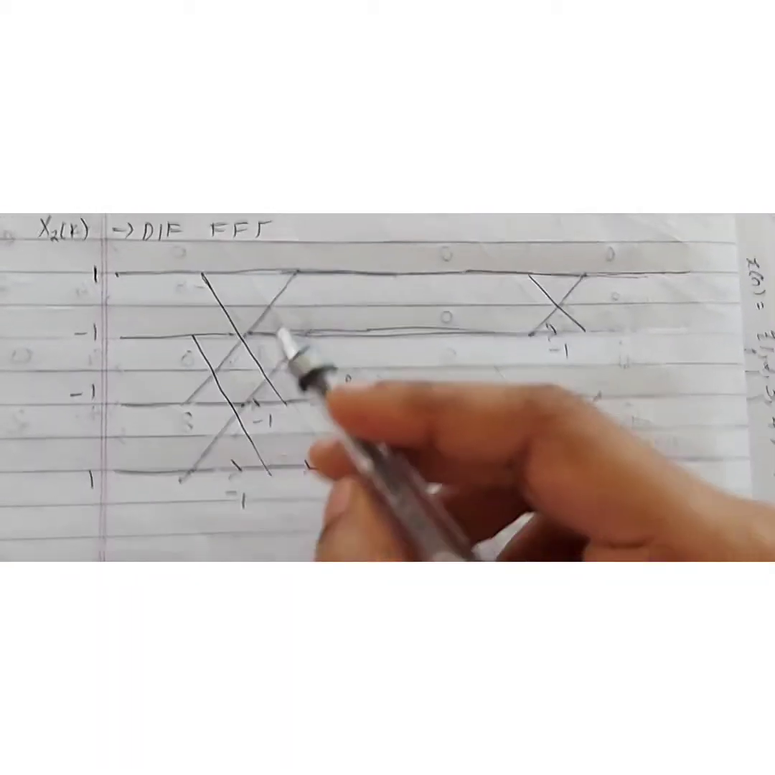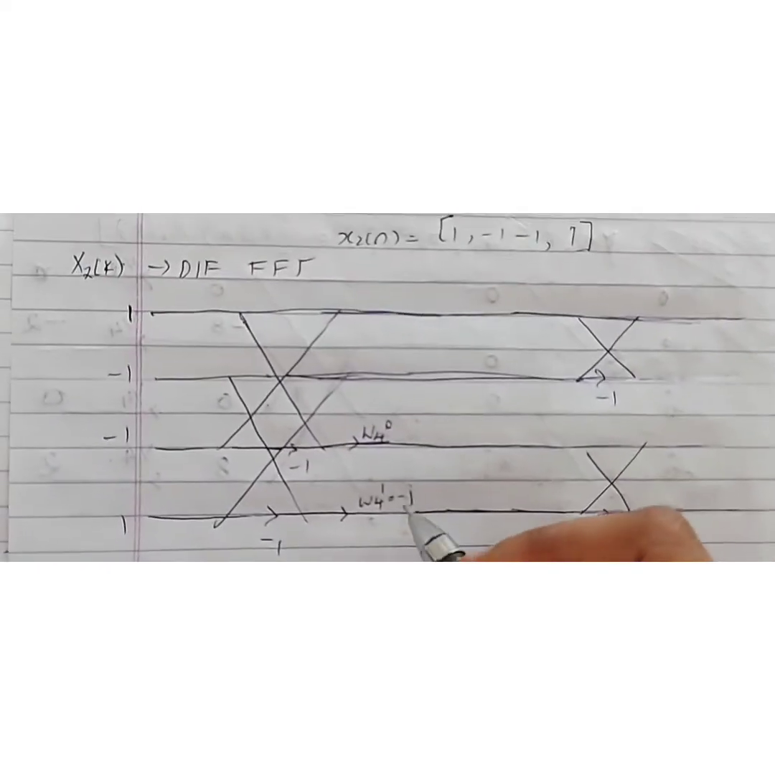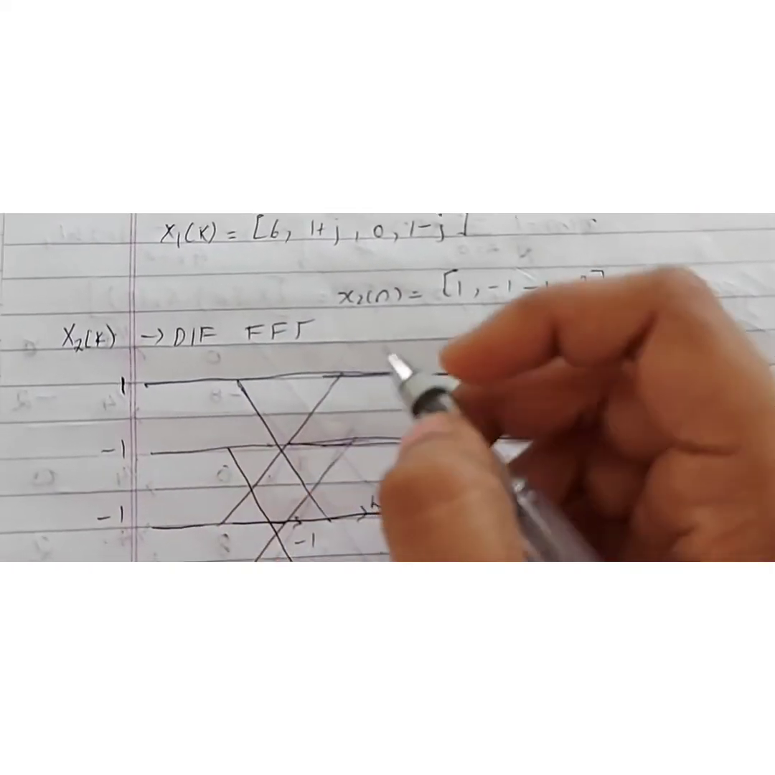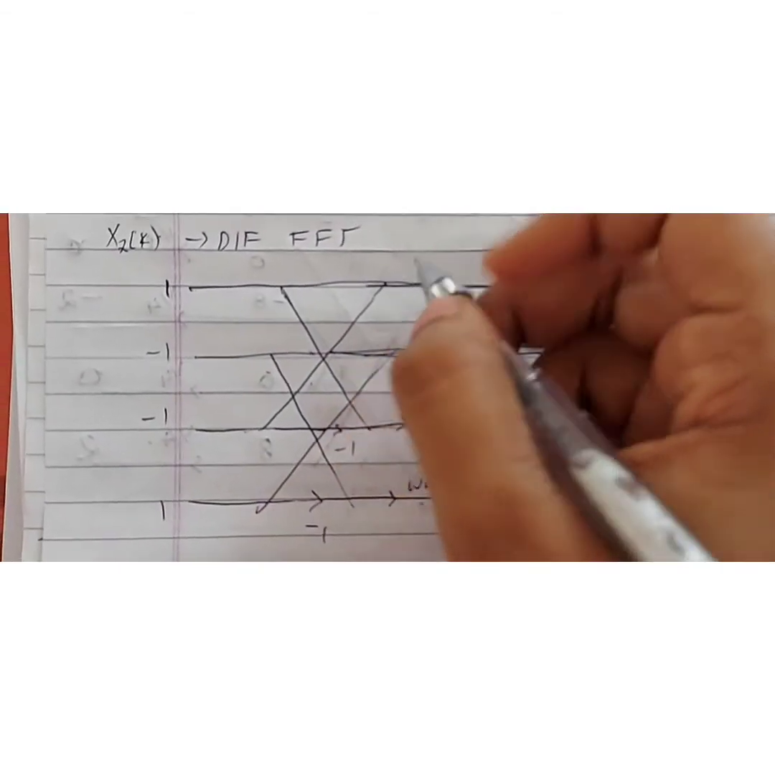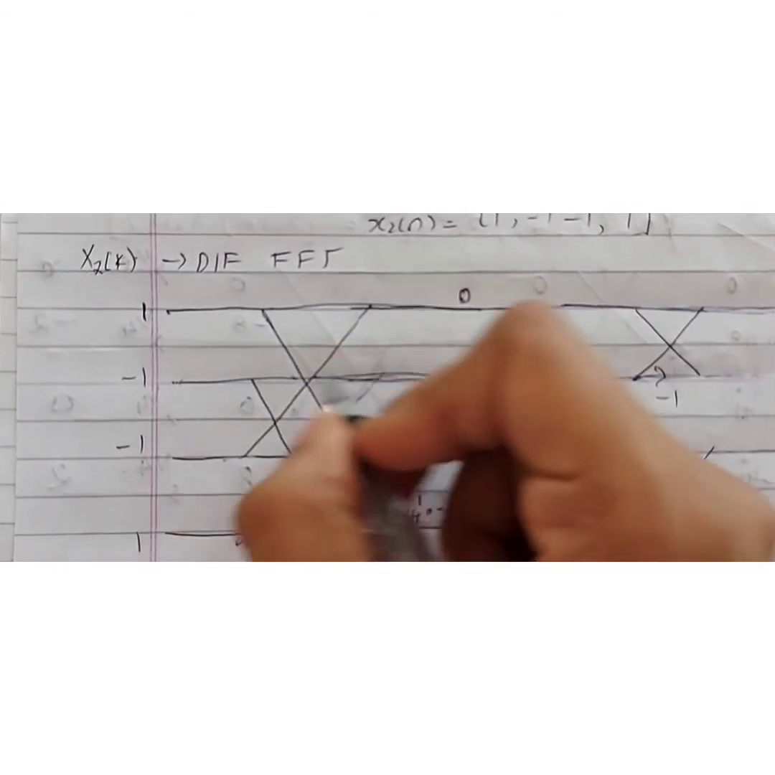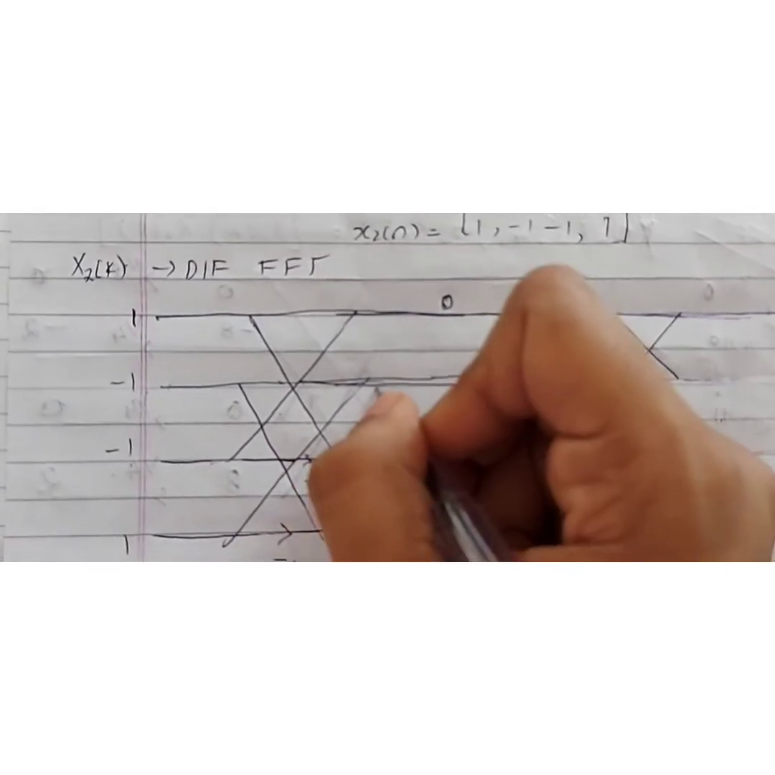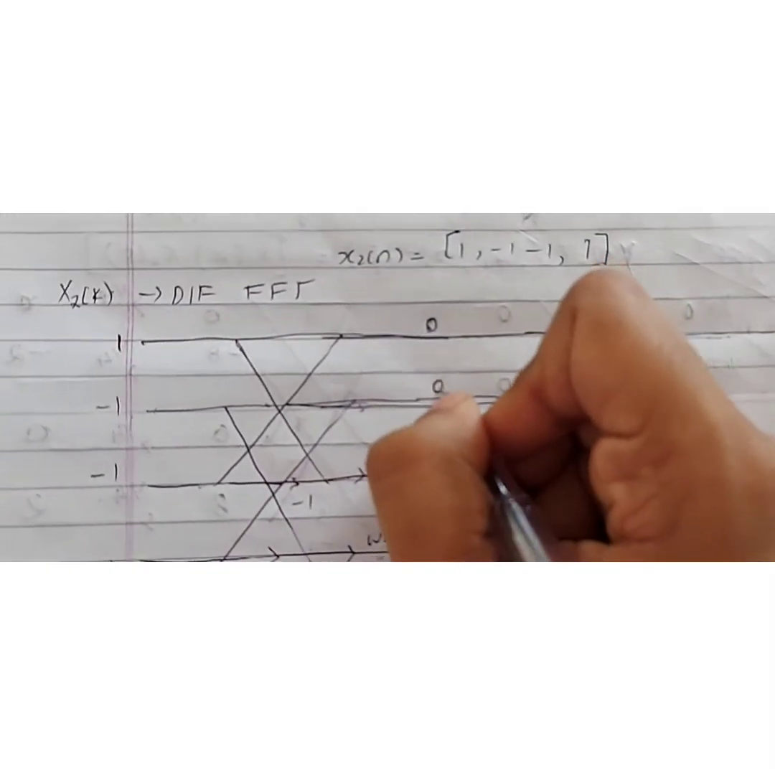So we feed in the input for x2 of k also in the same order. Alright, and we just try to get the answers. Just do it along with me. 1 plus 1 minus 1 is 0. Minus 1 plus 1 is again 0.